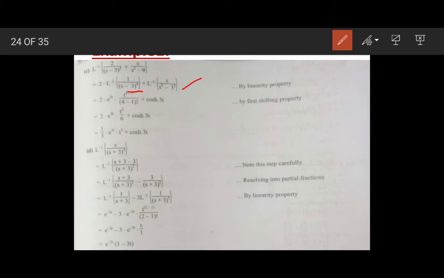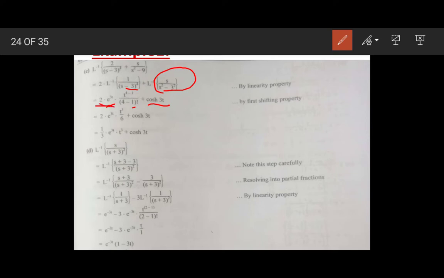Now in the first term we are going to apply the first shifting property. By first shifting we can write this as 2 into e raised to 3t, because here it is minus 3, into t raised to 4 minus 1 upon factorial 4 minus 1, plus, this is the formula, this is the Laplace of cosh 3t, so the inverse will be cosh 3t.